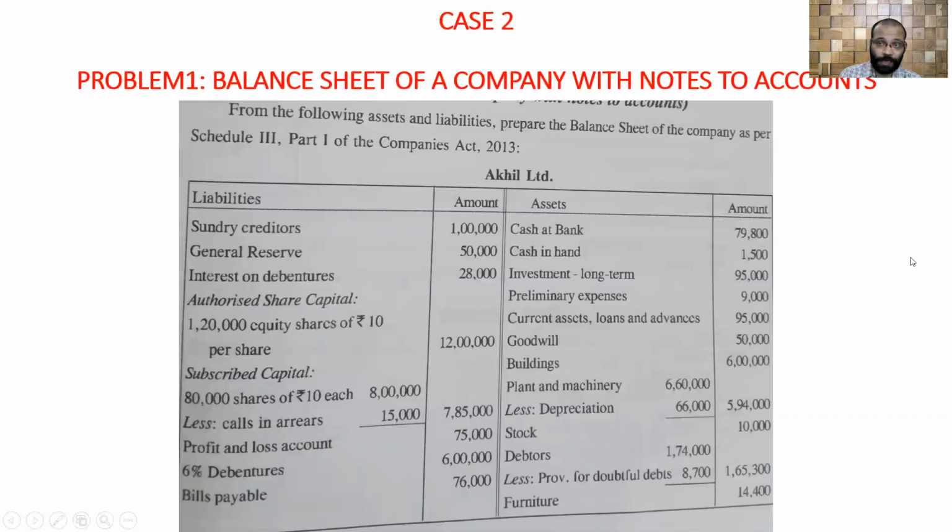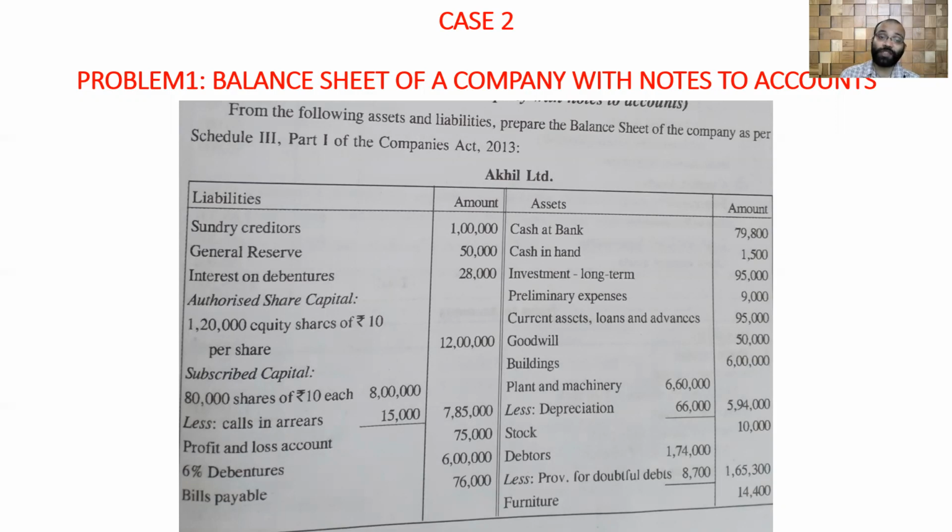So the first question is like this. From the following assets and liabilities, prepare the balance sheet of the company as per Schedule 3, Part 1 of the Companies Act 2013. This is actually of the company Akil Limited. So liabilities items are given and assets items are given.